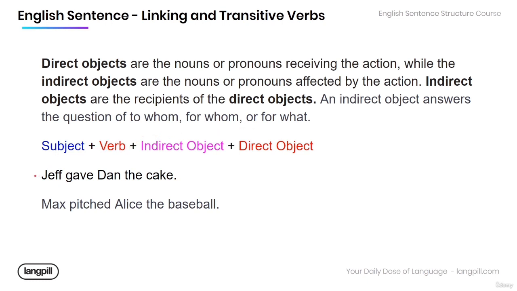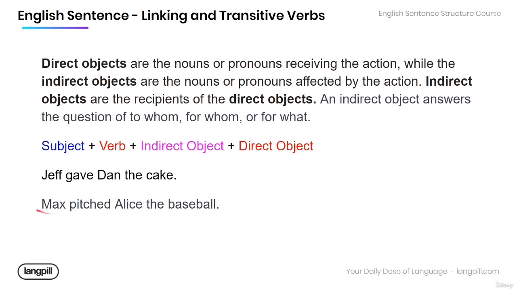So again, now we can look at our examples. Jeff gave Dan the cake. So Jeff, our subject, the verb is gave, okay? The cake is receiving the action, gave, right? The cake is being given. Who is affected by this action though? Well, Dan is affected by it, right? Dan is getting this cake. So the indirect object, Dan, is the recipient of the direct object, the cake.